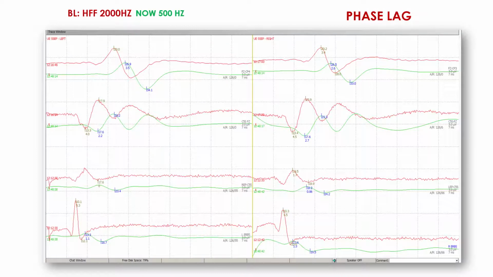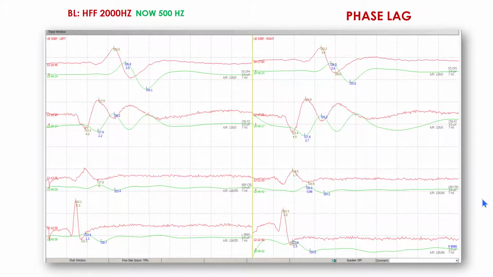This is a little bit of a cleaner one. Here's the red again, the baseline with the high frequency filter of 200 Hertz. I changed the high frequency filter to 500 Hertz. Now, some of the guidelines say that to use 500 Hertz, it does clean up the waves, but look at that shift in latencies. And it even decreases amplitude as well, and specifically more in the peripheral responses.